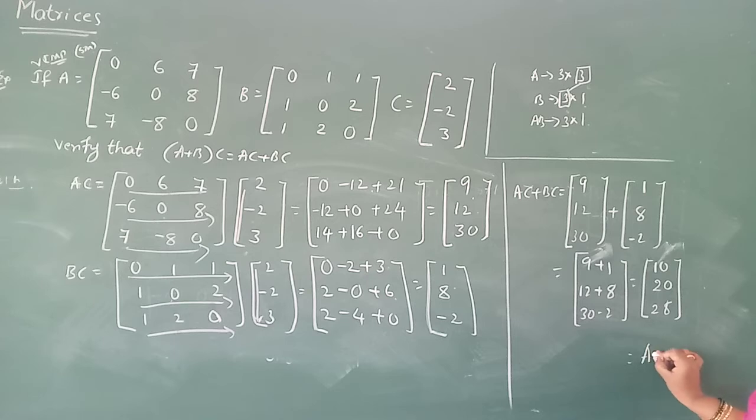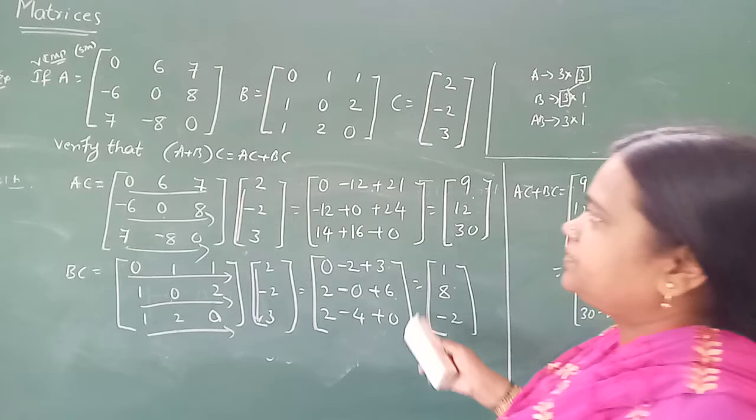Exactly the same as what we have done in A plus B of C. Means AC plus BC is A plus B of C. This example is very important. Repeatedly asked in the exam. Don't neglect. Okay.